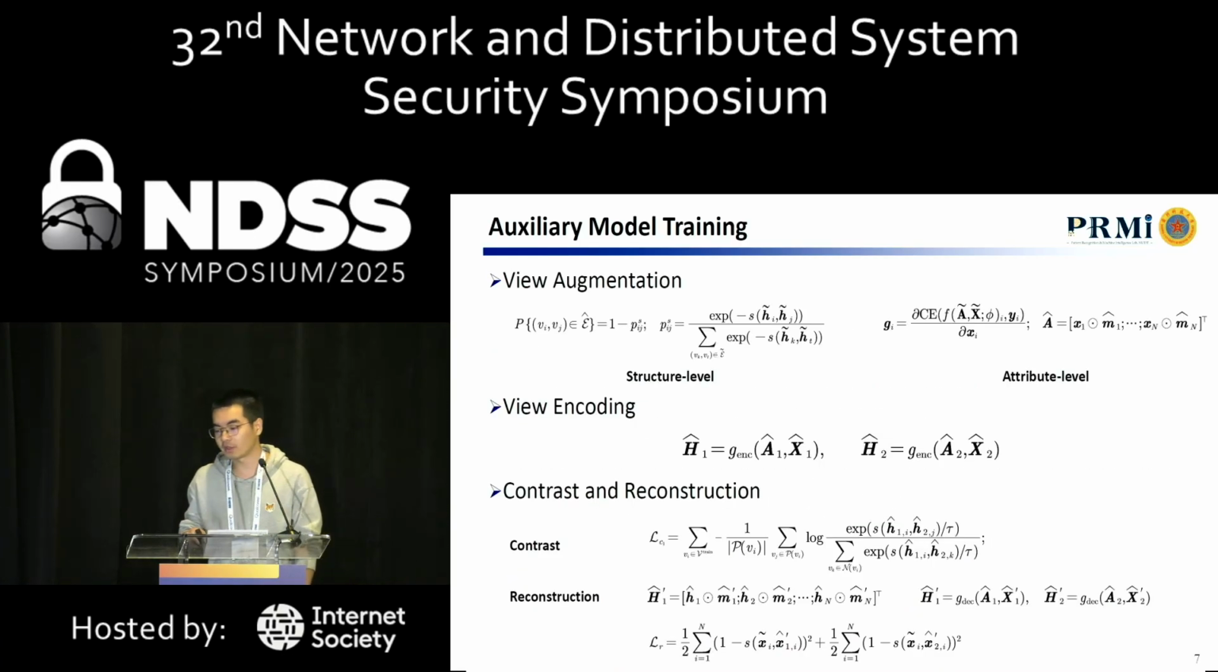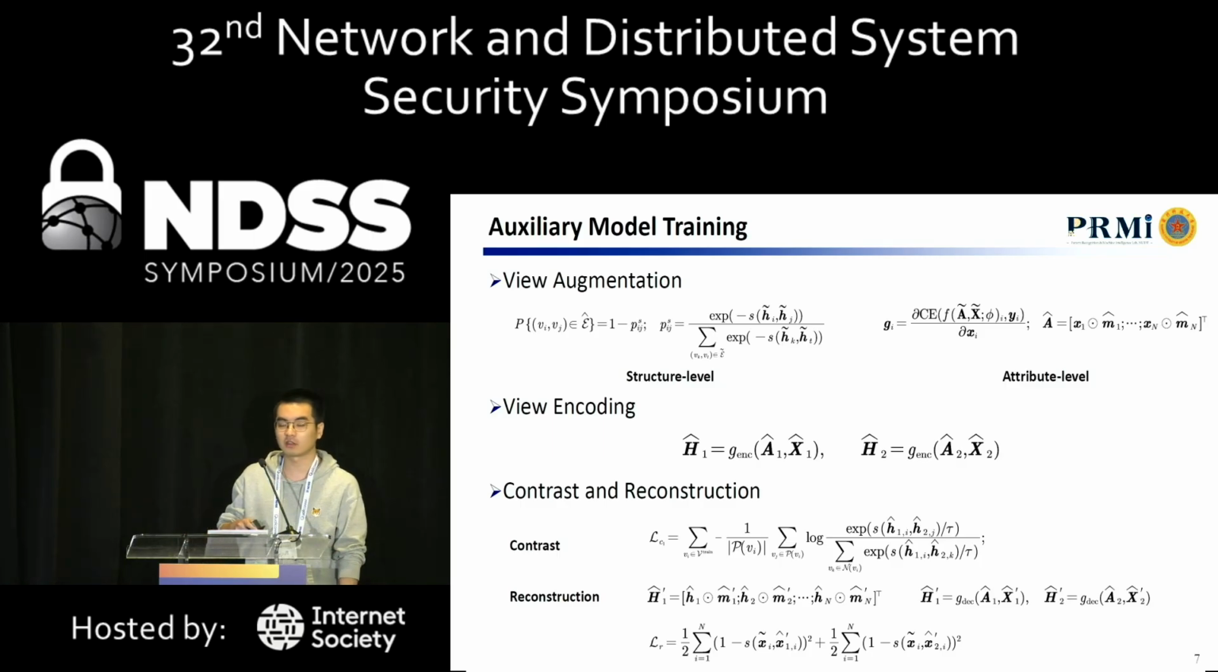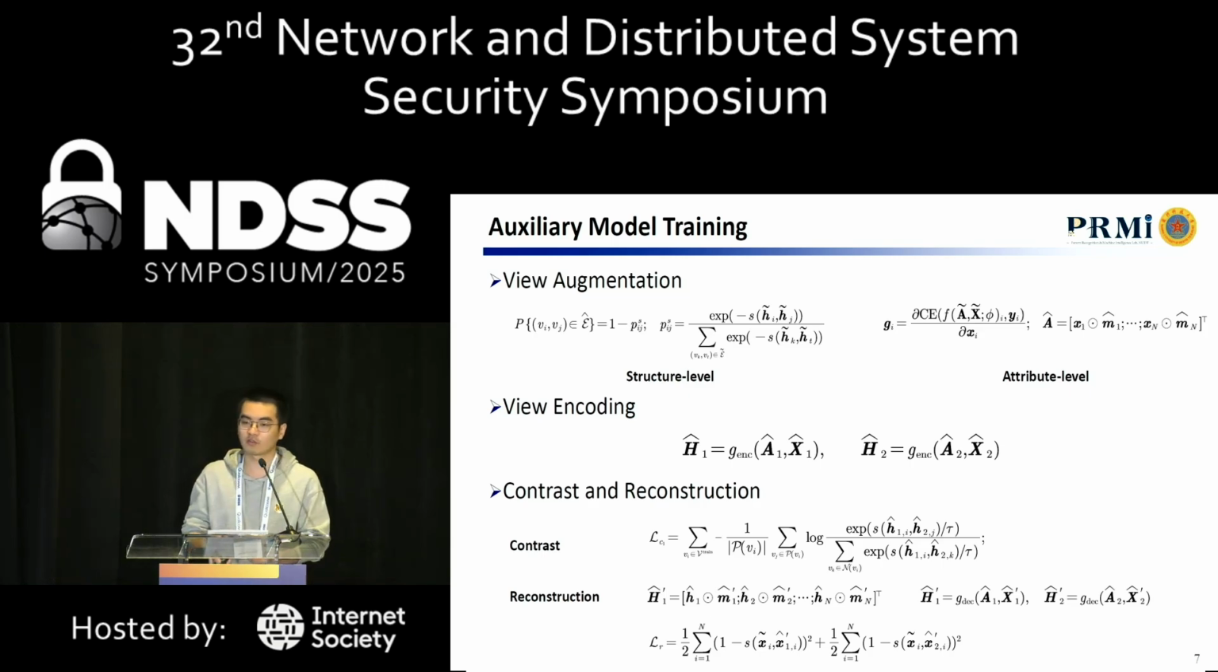In more detail, in view augmentation, we augment the graph at the structure and attribute levels. These augmentations leverage the similarity of attributes within connected edges and the importance of attributes in the prediction. Using this information, we selectively mask edges and attributes. Then in view encoding, we generate node embeddings using an encoder model.